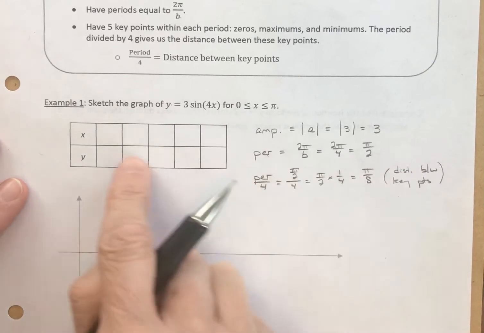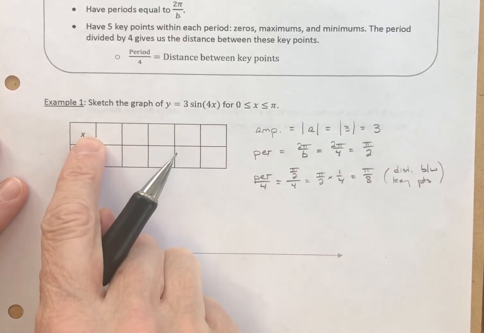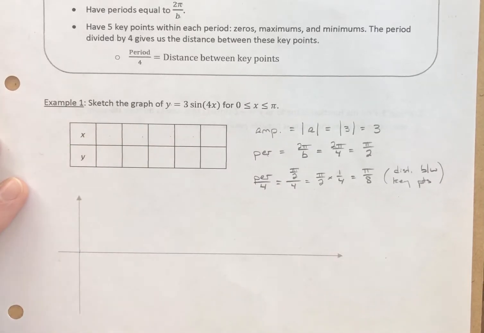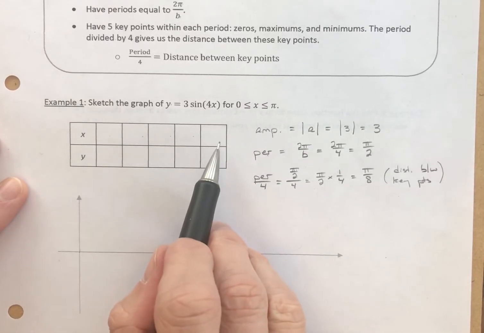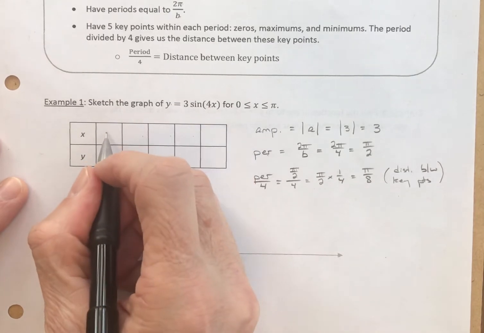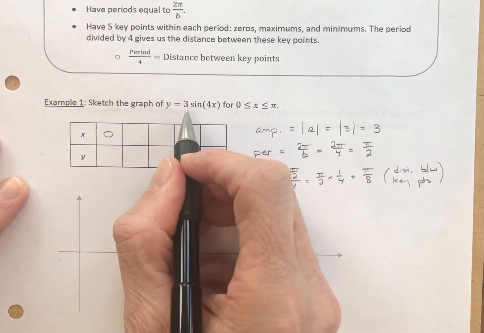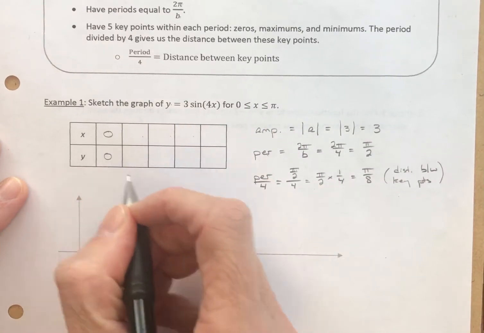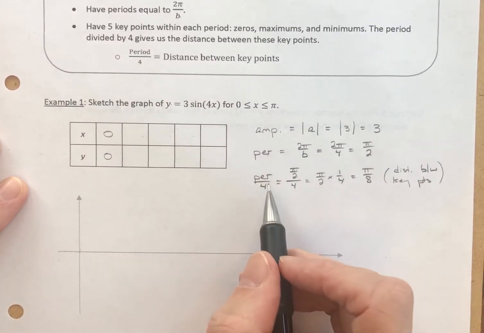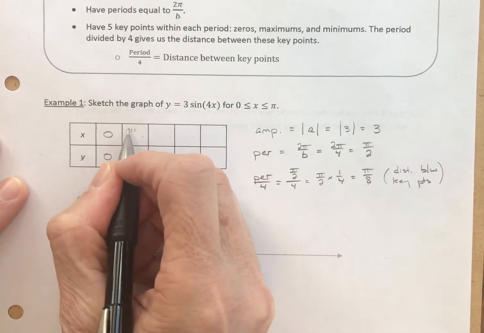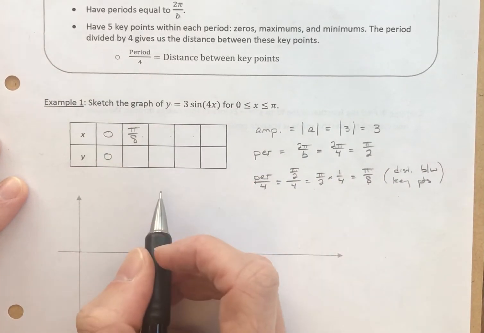Okay, so let's take a look here. I'm going to do one period in here because I have 1, 2, 3, 4, 5 slots for the key points. We know that when x is 0, pop it in here. The sine of 0 is 0. 3 times 0 is 0. Y is 0. Now the distance between the key points is pi over 8. Okay, this is pi over 8.